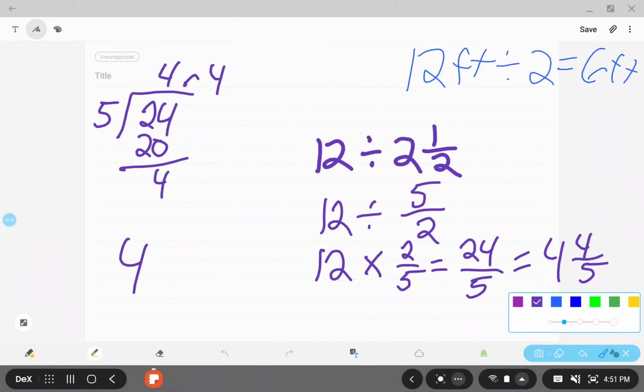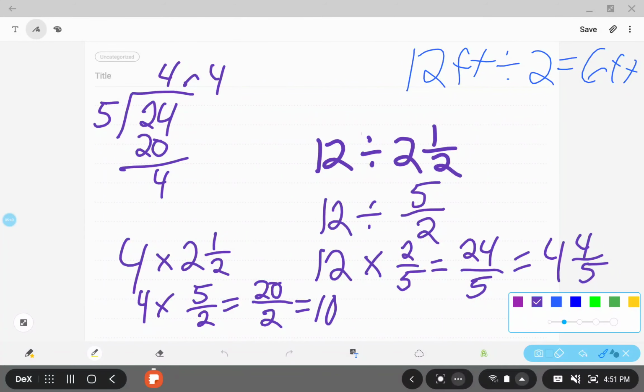Now, if it asked us how much would be left over, well, then we just have to figure out what we took out. So if we had 4 slats that were 2.5 feet wide, how much is that? So 4 times 2.5. So now we're multiplying the fraction. So that becomes 4 times 5 over 2, right? Which is 20 over 2, which is 10. So those 4 slats took up 10 feet.